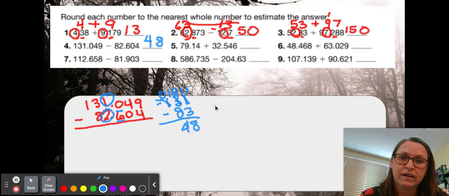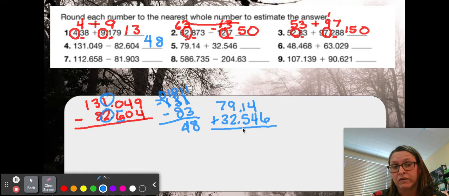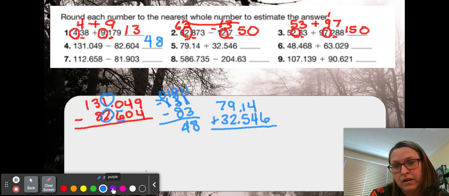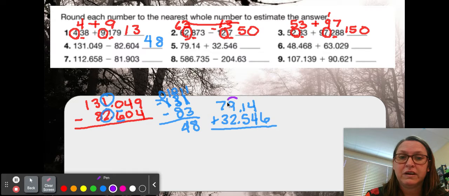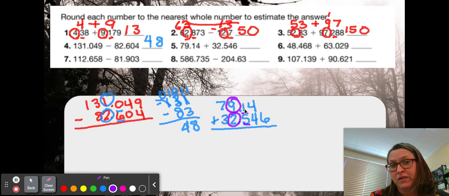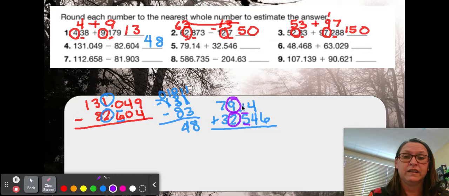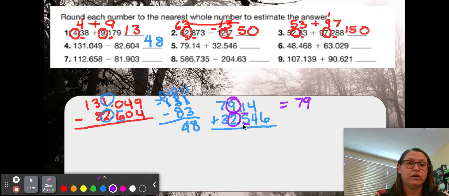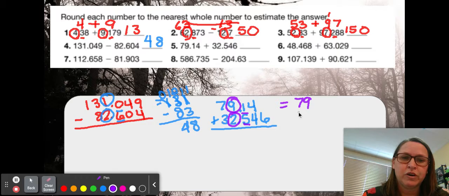Let's look at number 5. I have 79.14 plus 32.546. Because I am rounding, I am not going to put my placeholder zeros, but I'm going to circle the number in the ones place because I'm rounding to a whole number. And I'm going to underline the number right next to it. So this one right here is 4 or less, let it rest. So my 79.14 will just become a 79. And my 5 right here is 5 or more, raise the score. So my 32 will go up one number and become a 33.